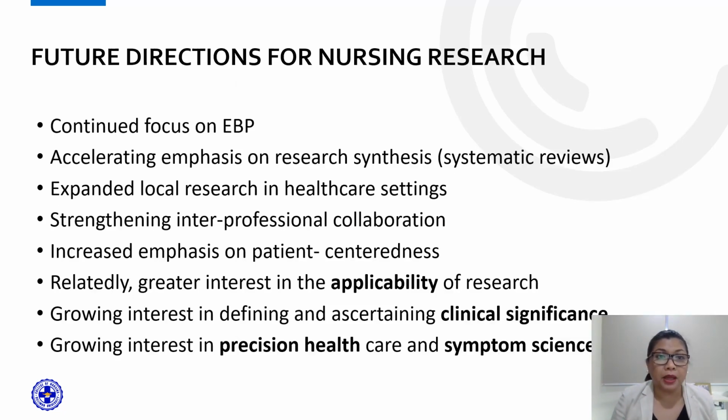So what is now our direction for nursing research? These are the path forward. There is a continued focus on evidence-based practice. It's nothing new already. A lot of people know about it. They're adopting it. And then there's also an accelerated emphasis on research synthesis. So later on, when we talk about EBP, we'll be talking about systematic reviews and looking at the synthesis of these really robust studies that would help us give quality evidence when we do decision making.